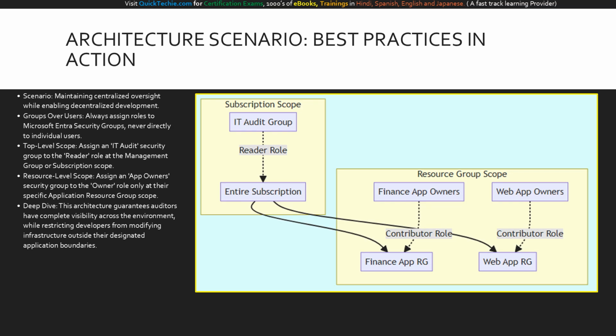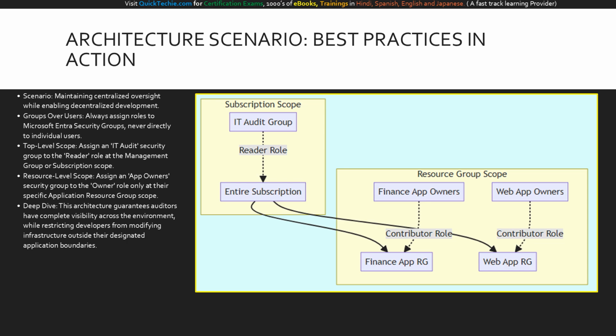Let's wrap up with a real-world architecture scenario, putting best practices into action. Imagine you need to maintain centralized oversight for IT, but enable decentralized, agile development for app teams. First rule: always assign roles to Entra security groups, avoid direct user assignments. This makes onboarding and offboarding painless. Next, apply your scopes strategically. Assign your IT audit group the reader role at the highest top-level scope, like the management group or subscription. This gives them inherited visibility everywhere.